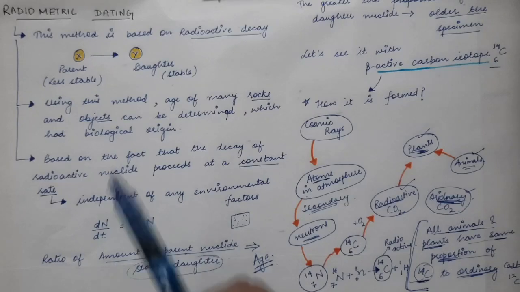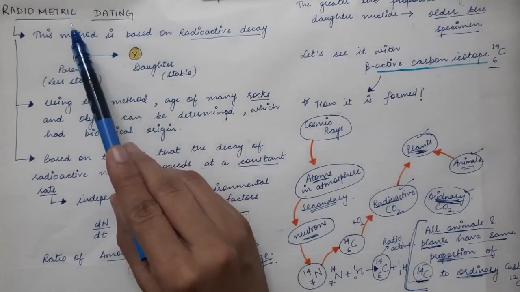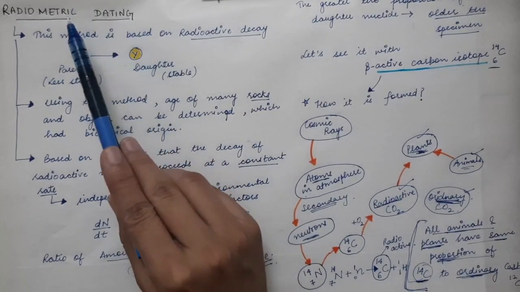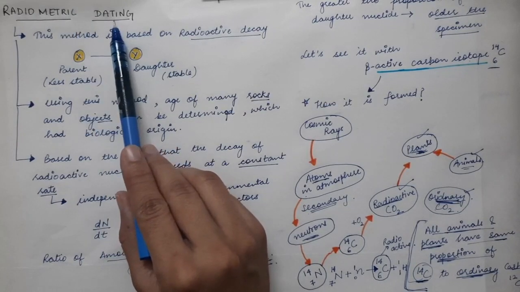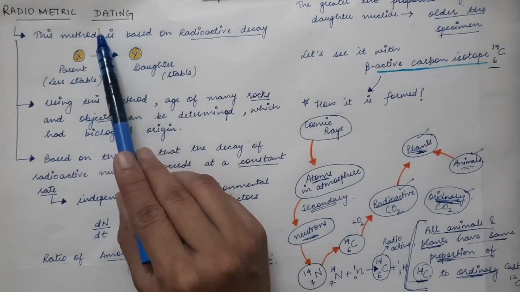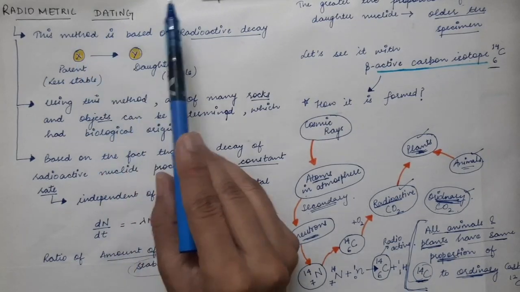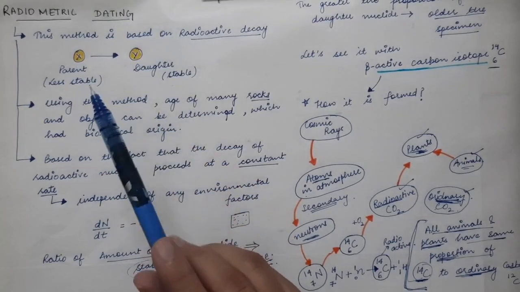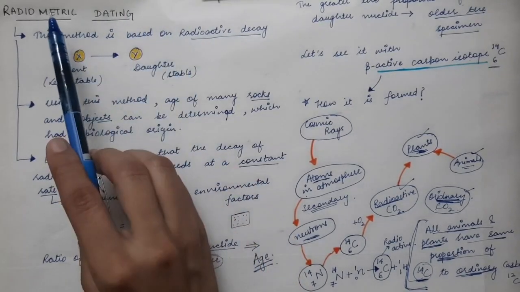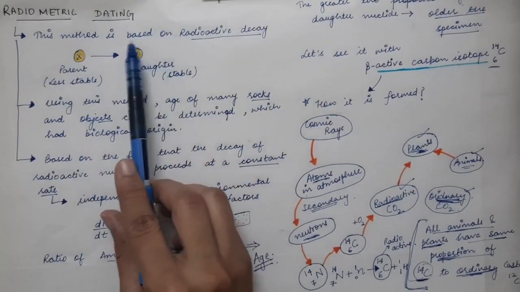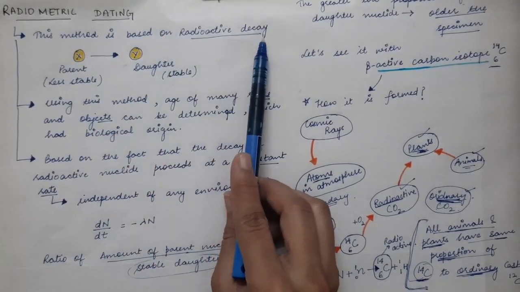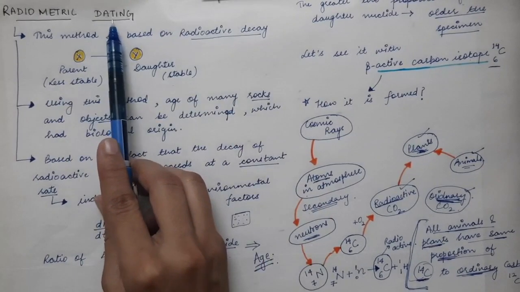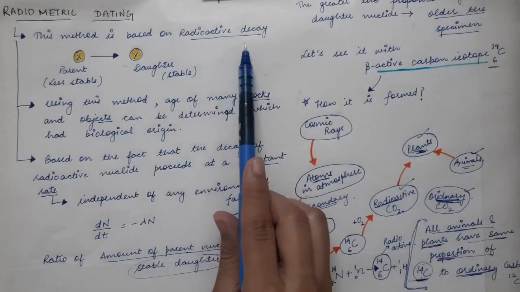Now we are going to start with another topic, which is radiometric dating. This method is used to find the ages of various rocks, buildings and other objects which were once living. The radiometric dating method is based upon radioactive decay. It uses the principle of radioactive decay.